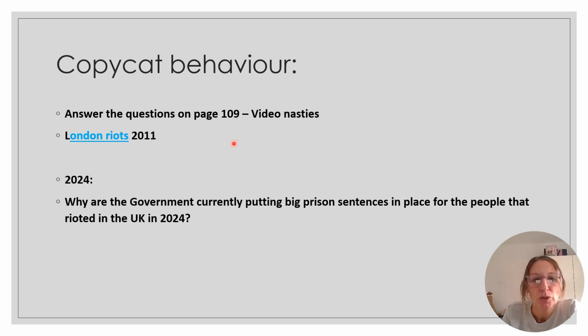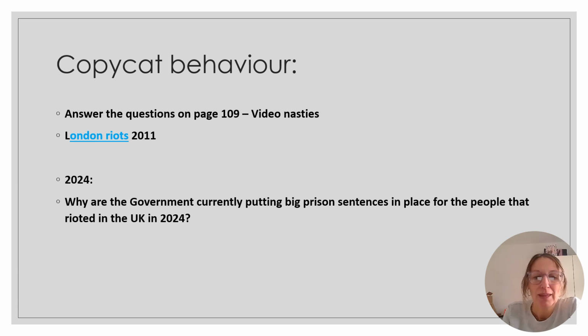And then I talk a little bit about copycat behaviour. Again, this would have been before, or when you were quite young: the London riots in 2011, and then more recently some riots in the summer. In summer 2024, the government put big prison sentences in place for the people that rioted in the UK. That was showing vicarious punishment, showing the government weren't going to stand for that, and they went high. And obviously now some of them are getting really big sentences for that behaviour. So they're showing, lead by example, don't do this because you will get those big punishments.